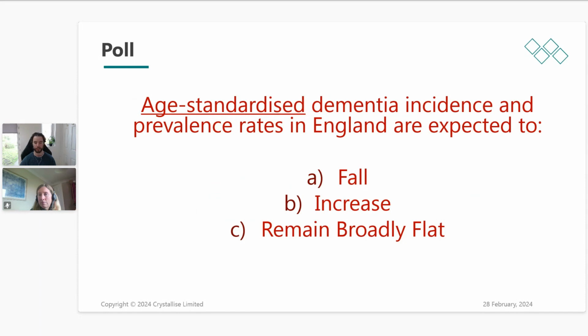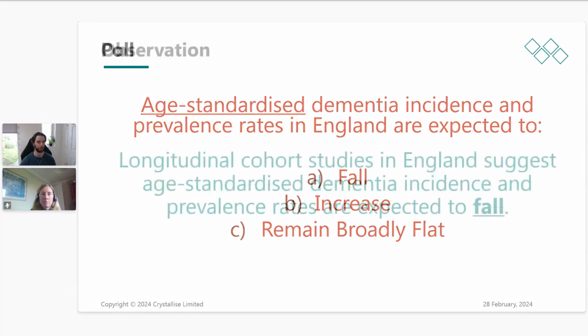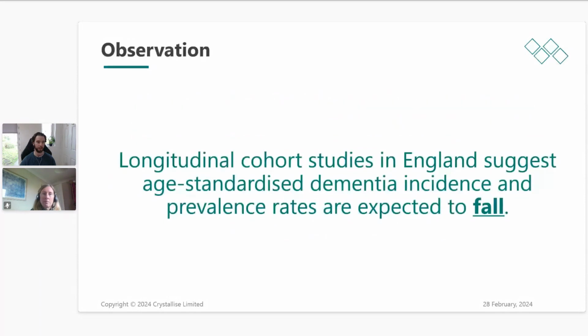So if we move on to our next slide, people will probably be surprised to learn that if we remove recording biases that exist in the data, and we can do this through longitudinal studies, we actually expect the prevalence and the incidence to fall, and obviously removing the age effect as well. Now, that's not to say that we expect dementia in totality to decrease.